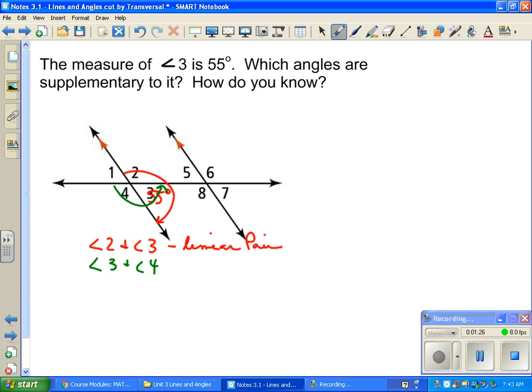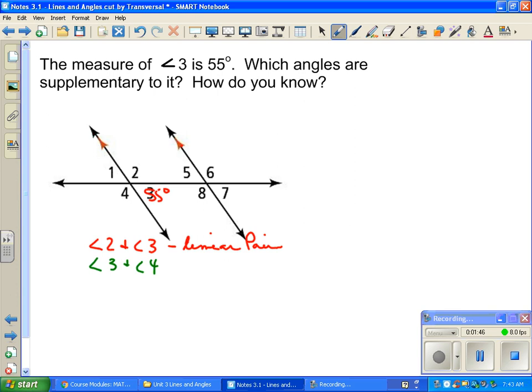Now, I know 3 and 1 are not supplementary because they're the same size angles. And for that to be true, they'd have to be 90. And they're not because it's 55. So let's go back now to angle 3 and look at it from a different perspective.